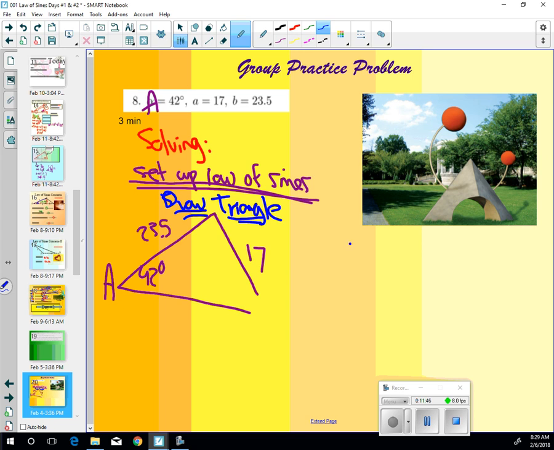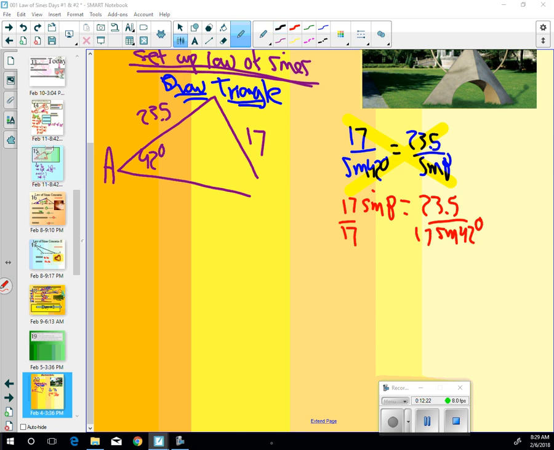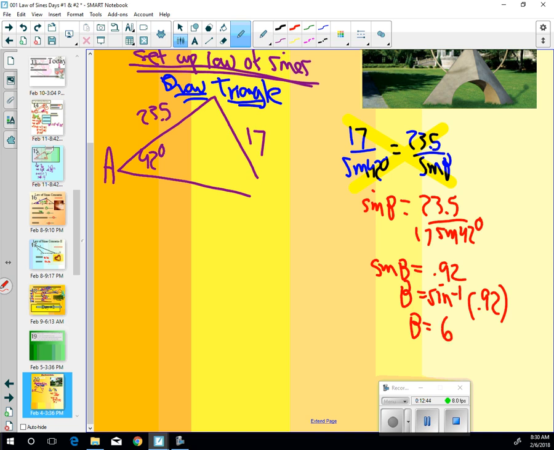Just set this up. 17 over the sine of 42 equals 23.5 over the sine of B. Okay? Cross multiply, like you've been doing. And that's going to give me 17 times the sine of B equals 23.5 over the sine of 42. Could somebody quickly get me a calculation for this divided by 17? What's the decimal for the sine of B? 0.92. Good, good. And so what is the inverse sine, undoing sine of 0.92 in degree mode? 67 degrees. Perfect. Okay.